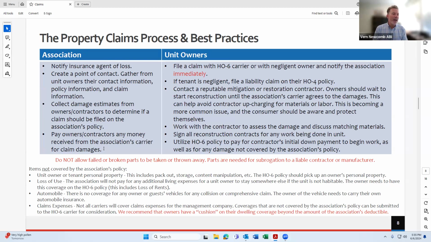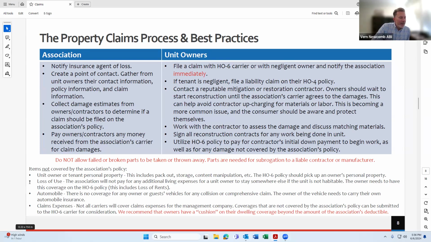So if the cause of loss was a failed part, because a unit owner just had a dishwasher installed and it was installed incorrectly, we want to keep that part because the association's policy will still pay for that damage, subject to the deductible. But with that failed part, they have the opportunity of subrogating against the appliance company that put in that dishwasher. So that's why it's very important to keep that failed part.